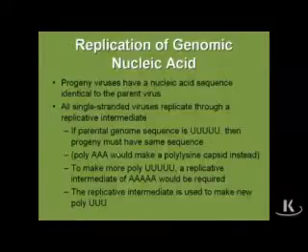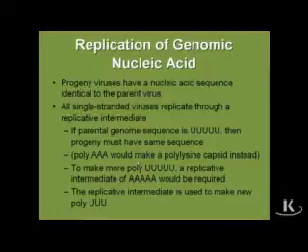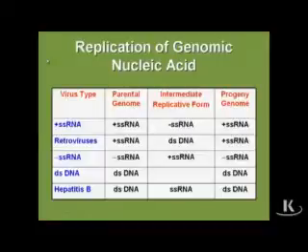So for example, in a very simplistic description, if you had a poly U, okay, the replicative intermediate would be the opposite of that. It would be a poly A. So that's what the virus has to go through to make more genome. So then it would look at the poly A to make the parent genome, which is going to be the poly U.